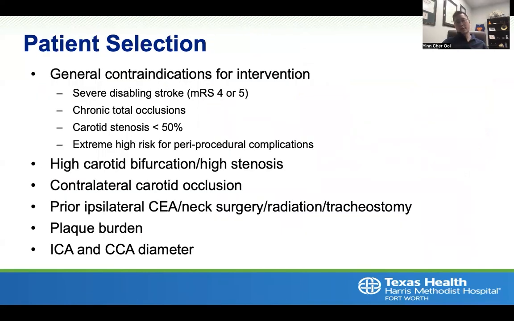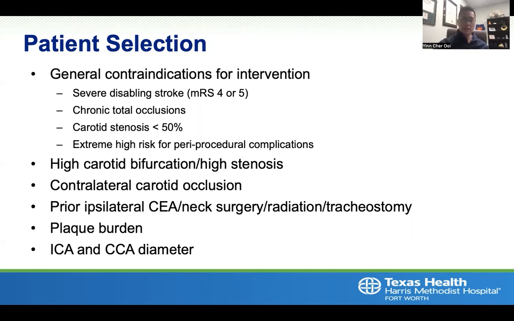Having discussed the three different options for carotid revascularization, it all boils down to good patient selection. It's important to have surgical equipoise when it comes to the different options that we can offer our patients. However, there are general contraindications for intervention. Understand that carotid revascularization is for stroke prevention and preservation of neurologic function. So if a patient is severely disabled with an mRS of 4 or 5, carotid revascularization is generally contraindicated. Other contraindications include chronic total occlusion, stenosis less than 50%, or patients with extremely high risk for periprocedural complications.